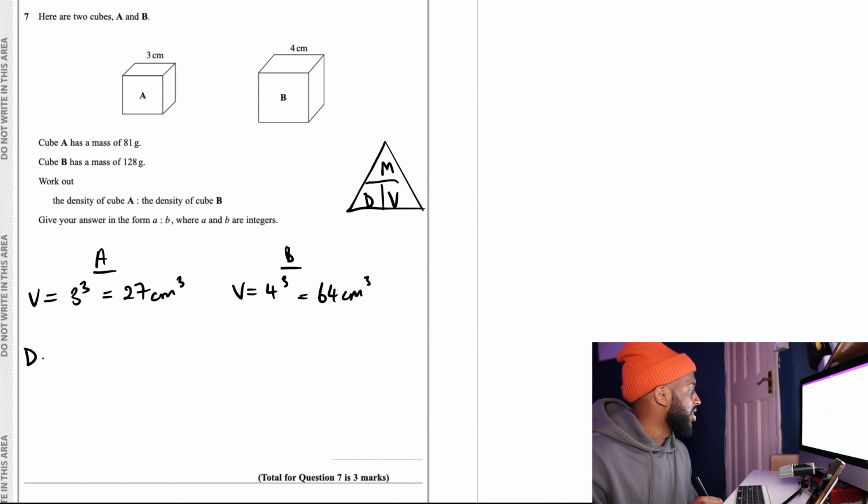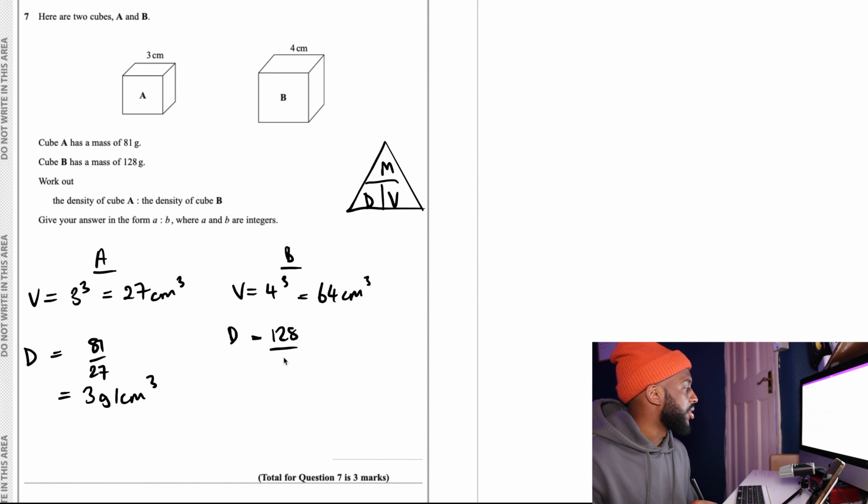Next, we're going to work out the density, because now we have the volume and we have the mass. So density equals mass divided by volume. So for cube A, it's going to be 81 divided by 27. We get 3. And we do the same over here for cube B. So our mass is 128. And we're going to divide that by our volume, which is 64. And that gives us 2. So the ratio is just going to be 3 to 2.